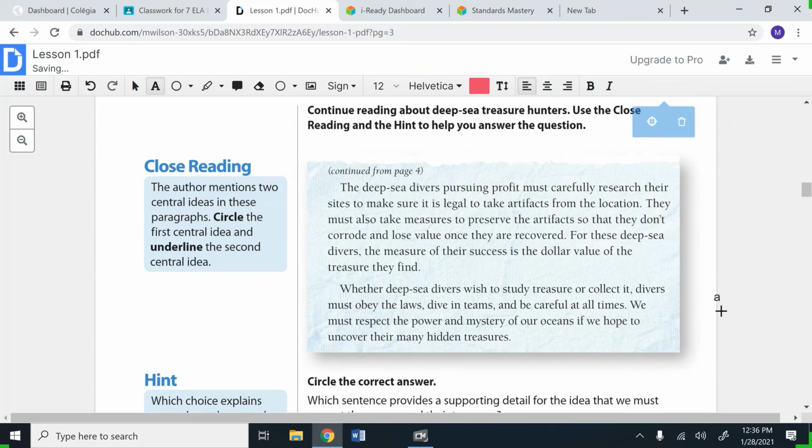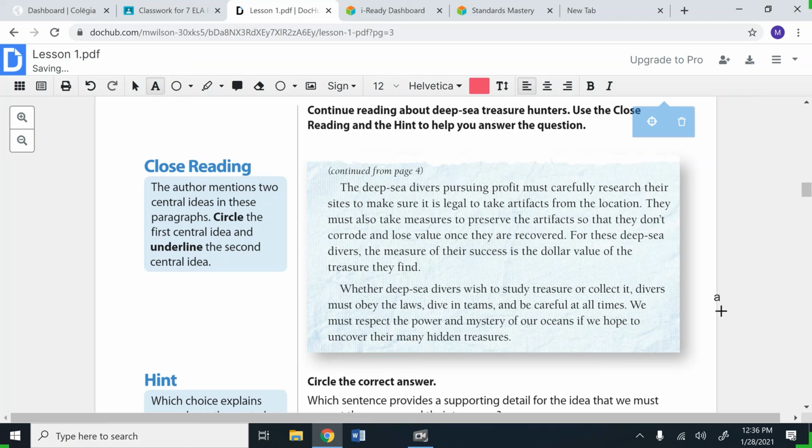So this is continuing the same passage. It says, continue reading about deep sea treasure hunters. Use a close reading hint to help you answer the question. So before I read, I'm going to look at the close reading. It says the author mentions two central ideas in these paragraphs. Circle the first central idea and underline the second central idea. So I'm going to be keeping an eye out for those two central ideas as I read.